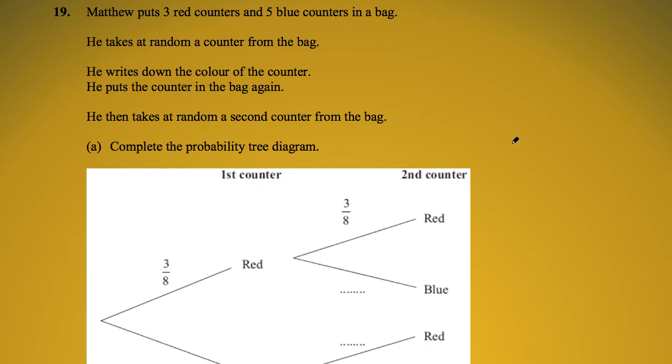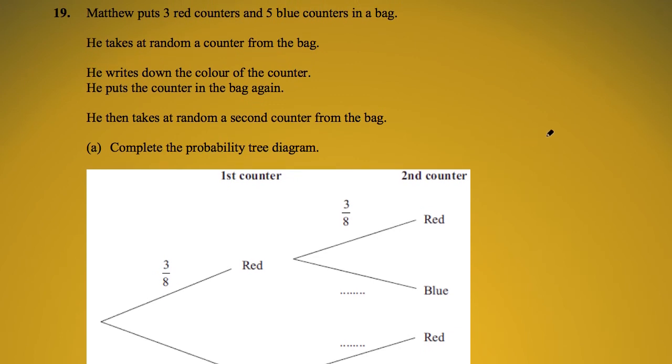Okay, another probability question, tree diagram question. Matthew puts 3 red counters and 5 blue counters in a bag. He takes at random a counter from the bag. He writes down the color of the counter and he puts the counter in the bag again. This is really important, this bit. He puts the counter in the bag again means that the bag is exactly the same in the second as it was in the first choice.